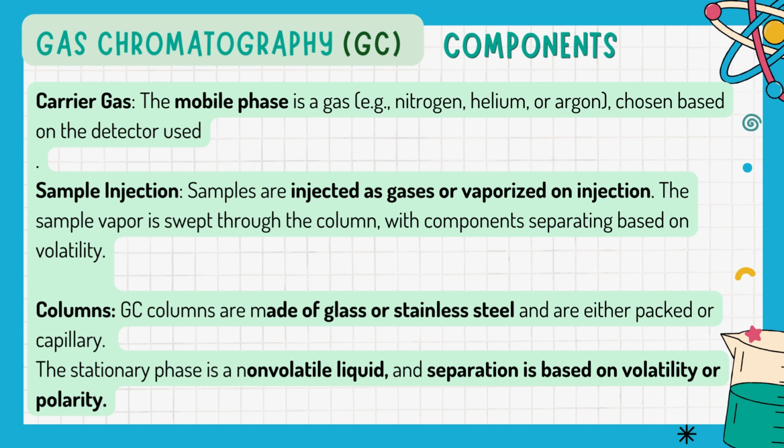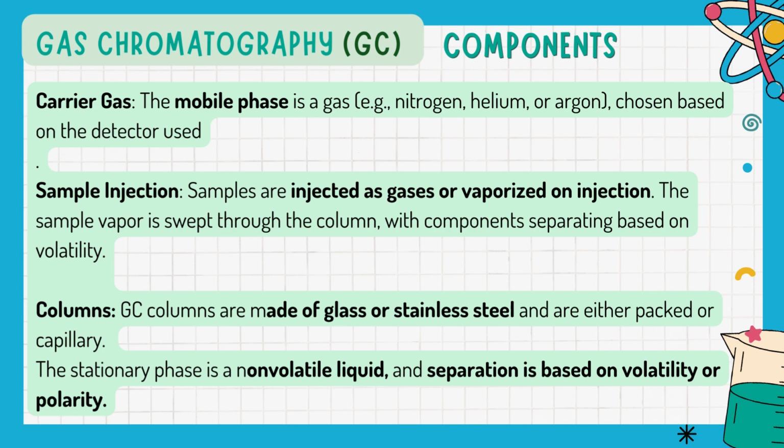So here, going back to the components, we have the carrier gas or the mobile phase. This is what I have said earlier. So nitrogen, helium, in addition is argon. And then next, sample injection. So samples are injected as gases or vaporized on injection. And the sample vapor is swept through the column with components separating based on volatility.